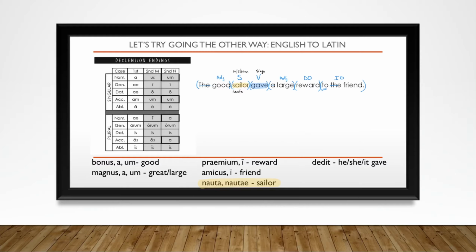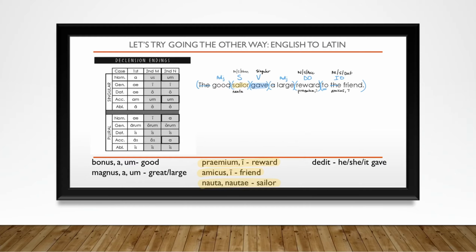Cool. Next, let's look at reward. What form do we need for that? Well, reward, remember, the Latin word for it is praemium, praemii. That's a second declension neuter noun. So we know the gender. And since we need it to be a direct object, and there's only one reward, we can find the form super easily that we need. Neuter, singular, accusative. Last thing is our indirect object, to the friend. Our word for that is amicus, amici. Remember, that's a masculine noun, and we need a singular, because there's only one friend, and then dative for it to be indirect object. Now all we have left is our adjectives.